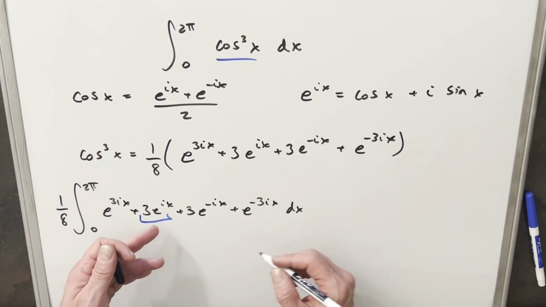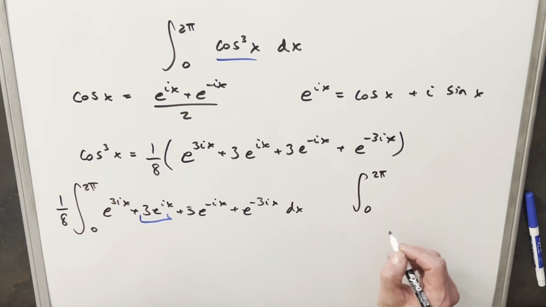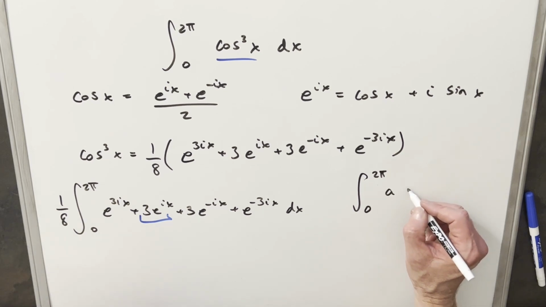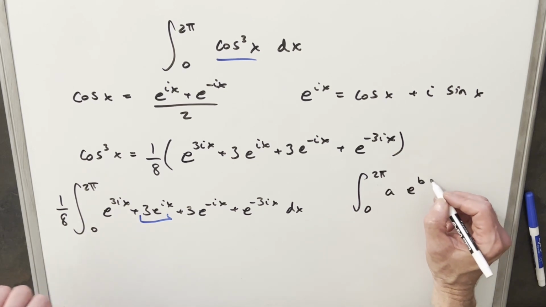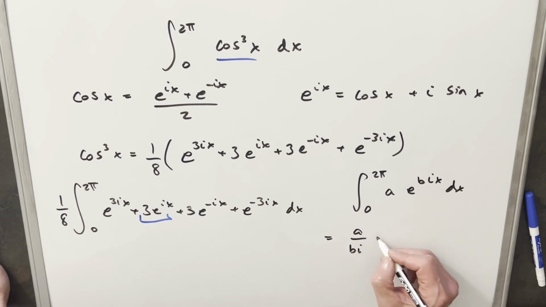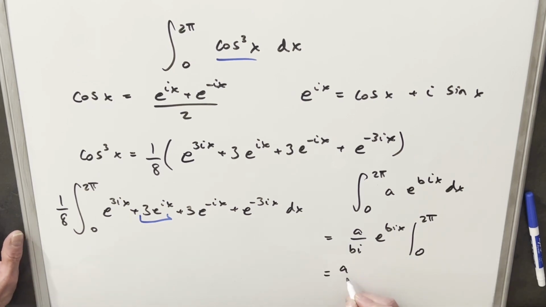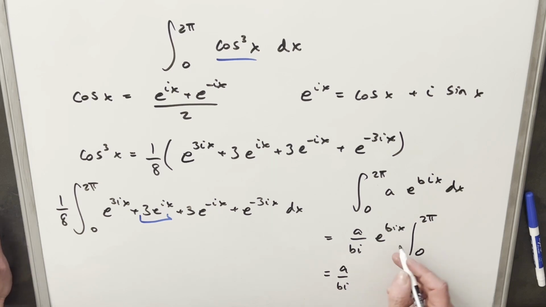So instead of worrying about what we have for coefficients and exponents, let's just look at an integral. We'll keep the same bounds, 0 to 2 pi. We'll call the coefficient a. So we're integrating a times e to the bix dx. Now, when we integrate this the normal way, we end up with a over bi times e to the bix. And now we evaluate it from 0 to 2 pi. We keep this a over bi up front. Evaluating at 2 pi, we end up with e to the b 2 pi i. Then plugging 0 into the exponent, e to the 0 is just going to be 1.